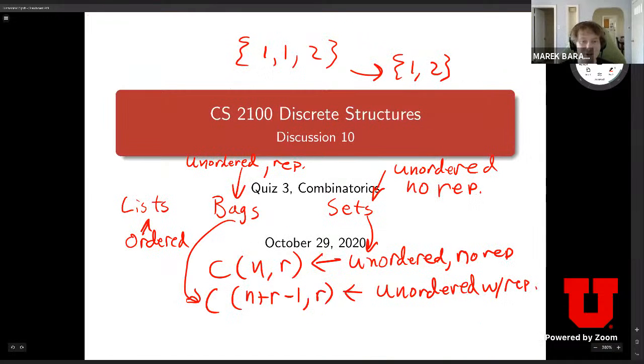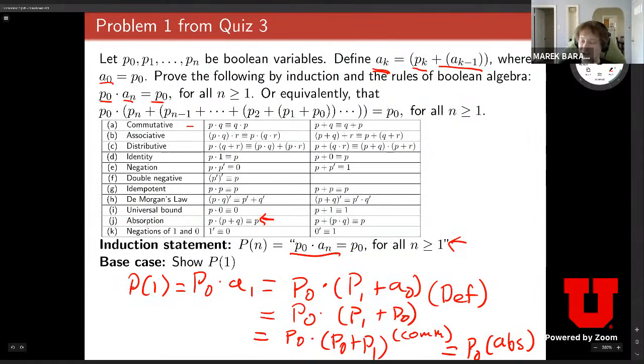Quiz 3 combinatorics. Ah, yes. Okay, any questions on this one? Okay.